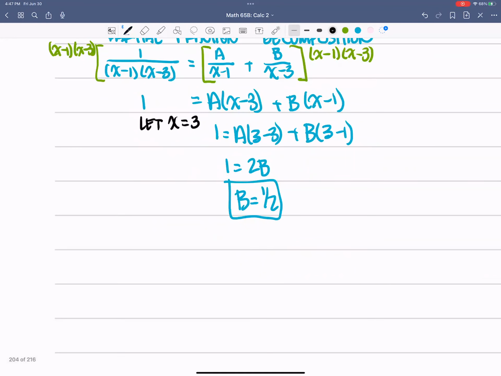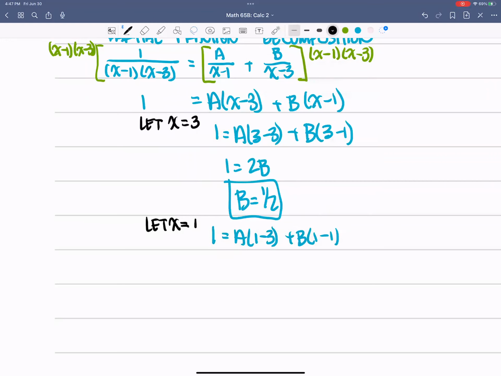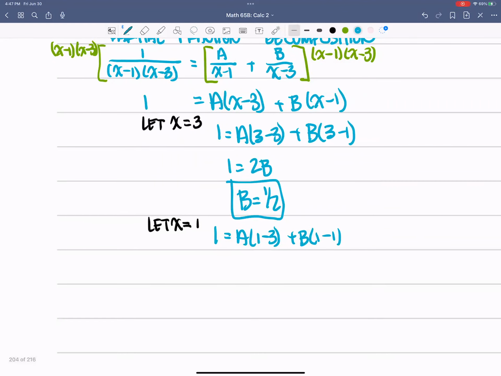Now we're going to say let x equal, so over here we let it equal 3 to turn this to 0. Let's make it equal 1 to turn that to 0. So here we would have 1 is equal to a times 1 minus 3 plus b times 1 minus 1. All right. And we have 1 is equal to negative 2a. A is going to be equal to negative 1 over 2.